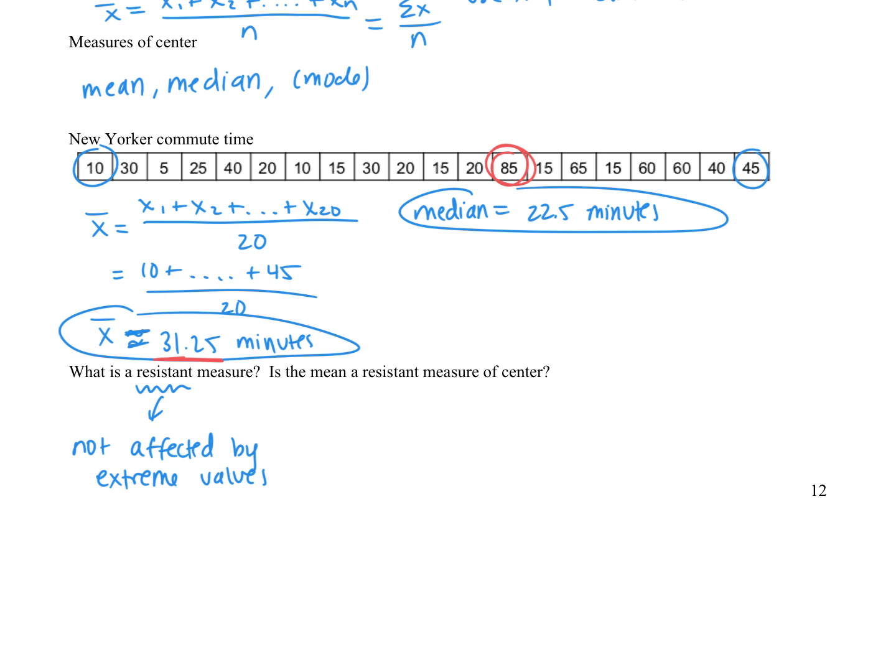Okay, do you think that the mean or the average was affected by that person that took 85 minutes? Yeah, for sure it was. Was the median affected by that 85? No, right? The median's in the middle. So those extreme values are not going to affect the median. So is the mean a resistant measure? No, it is not. The mean is definitely affected by unusual values.